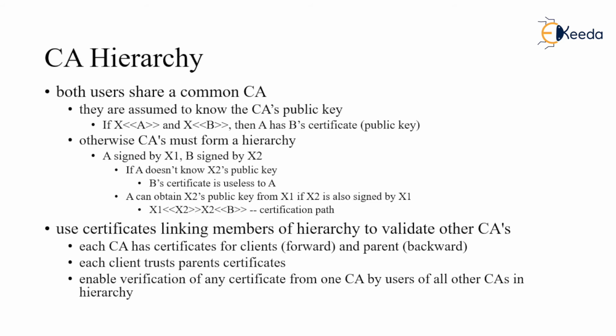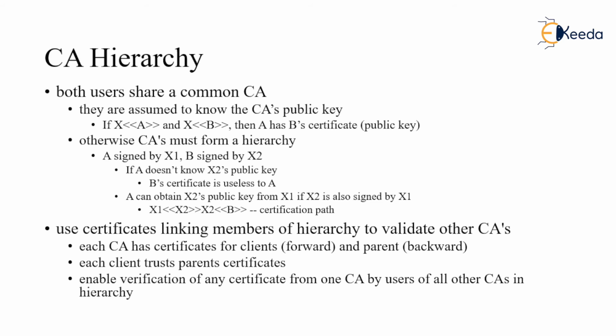Otherwise, the CA must follow the hierarchy. A is signed by X1, B is signed by X2. If A doesn't know X2's public key, B's certificate is useless for A. This is very self-explanatory, guys, because if two users are utilizing the same certificate authority and want to start communication, they should be aware of each other's public key and the CA's public key. So for that reason, the hierarchy has to be followed by the certificate authority for issuing the public keys and for knowing the public keys of the users also.